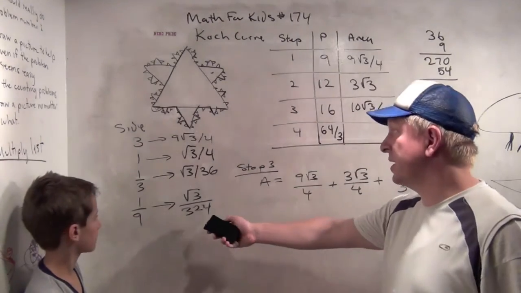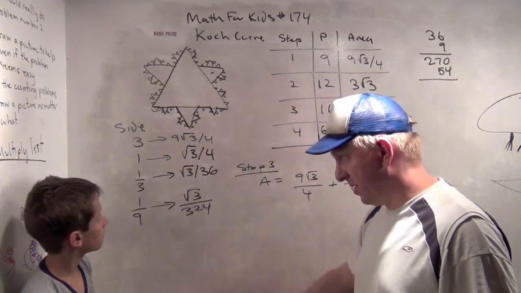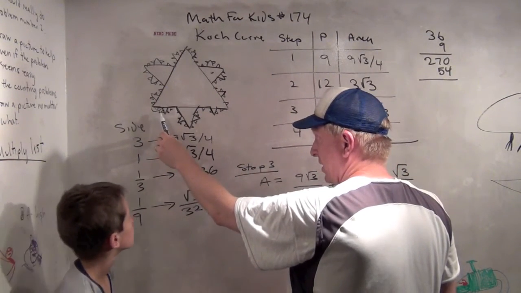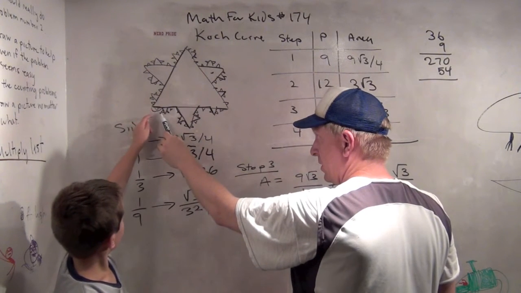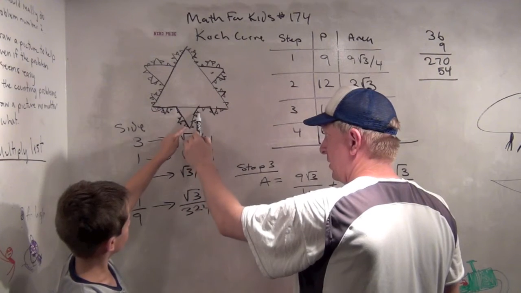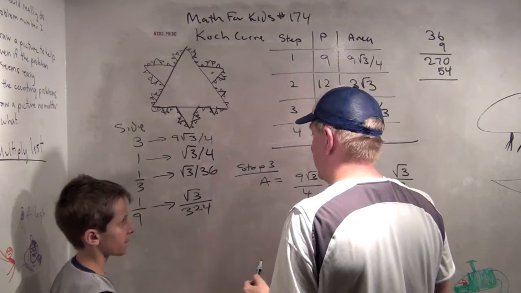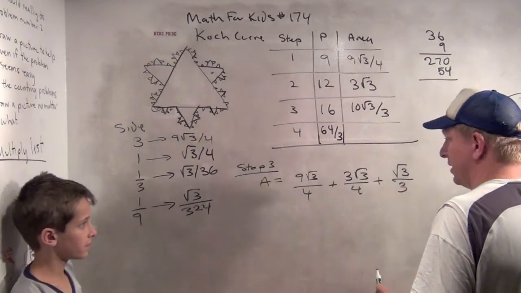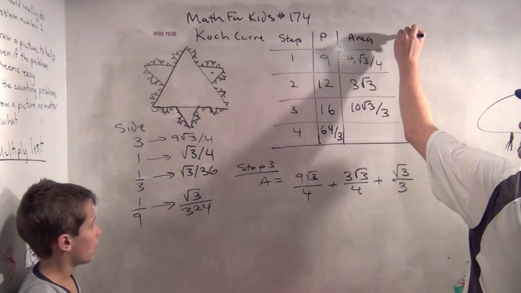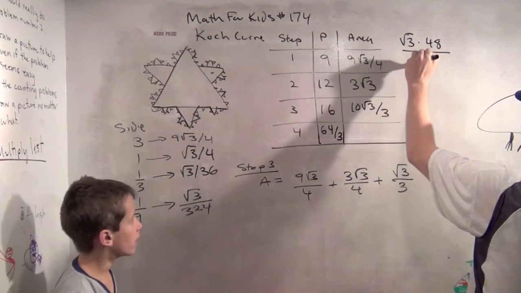Okay, so that's just the area of one of them. Now we have to figure out how many there are. How many of these little triangles are there? Going to count them? 1, 2, 3, 4, 5, 6, 7, 8, 9, 10, 11, 12, 13, 14, 16 times 3 is 48. Okay, so now we have to figure out if we can simplify the fraction, the square root of 3 times 48 over 324.